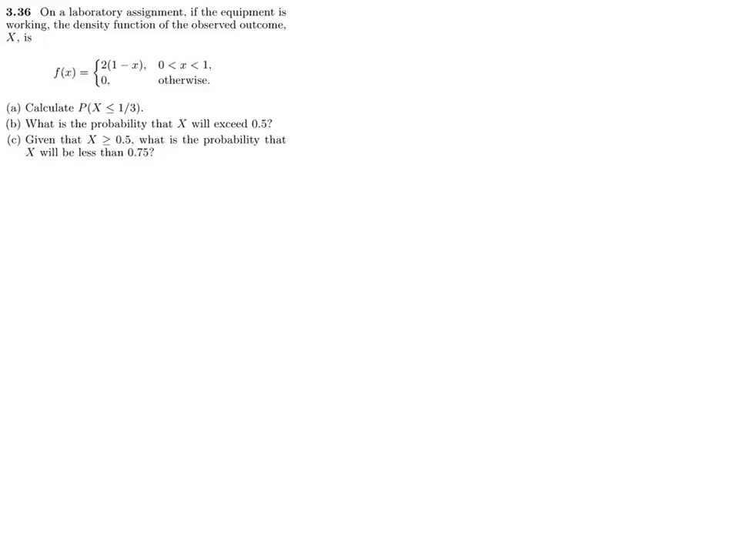The last assignment is the equipment working density function is defined for x. Calculate the probability of x being less than or equal to 1/3. So again, you'll go from 0 to 1/3 on that one. What is the probability that x exceeds 0.5? So that will be greater or equal to 0.5. So that's the first part.